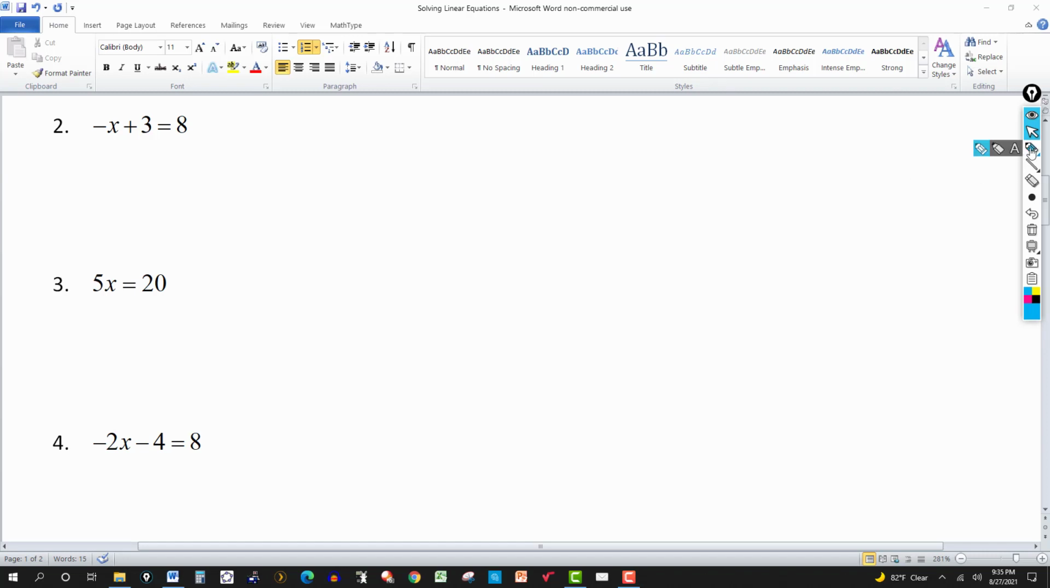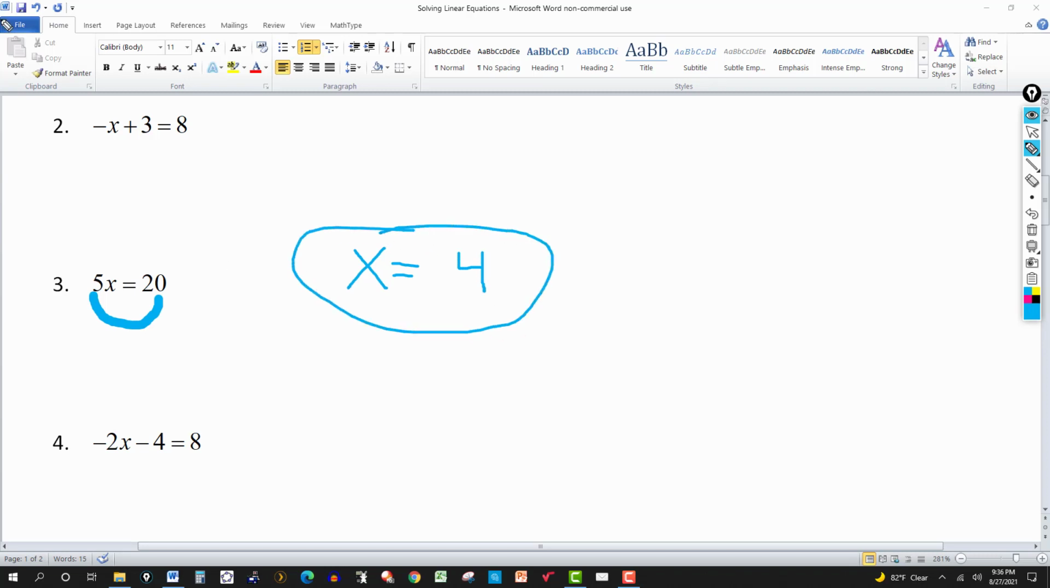Okay, the next one. You have x times a number is equal to a number. You simply divide this into that. 5 into 20. The coefficient of x will be 1. It's 4. There you have it. X equal to 4. Anytime you have x multiplied by a number equals a number, just simply take whatever the number is in front of the x, divide it, and then give your answer in simplified form. In this case, it comes out to a positive 4.